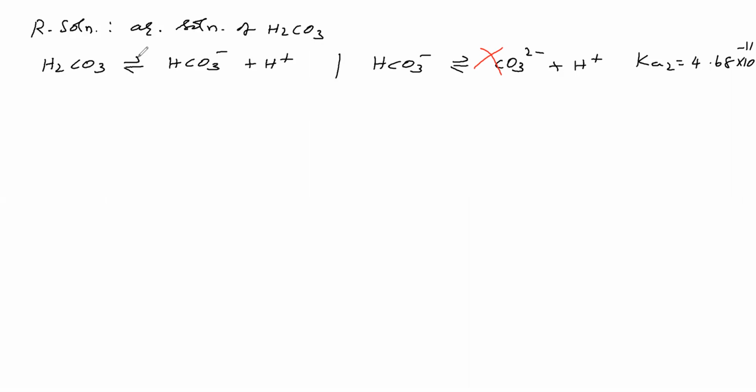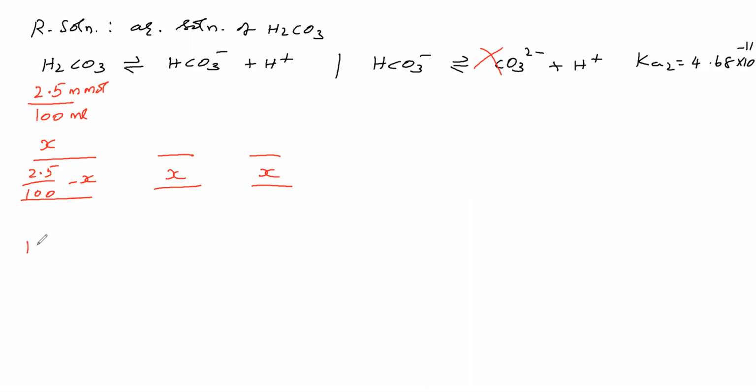So we have taken this equilibrium alone. In this equilibrium, the carbonic acid initial concentration: we have 2.5 millimoles of carbonic acid present. The volume of the resultant solution is 100 ml. So we got the initial concentration of carbonic acid. It is dissociating x molar. Therefore, the remaining is 2.5 by 100 minus x molar. Bicarbonate x molar is produced. H plus x molar is produced. Now we will go for the acid dissociation constant Ka1, which is equal to bicarbonate concentration into H plus concentration by carbonic acid concentration.